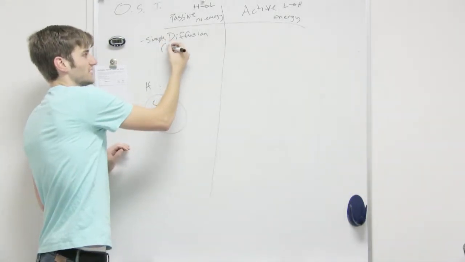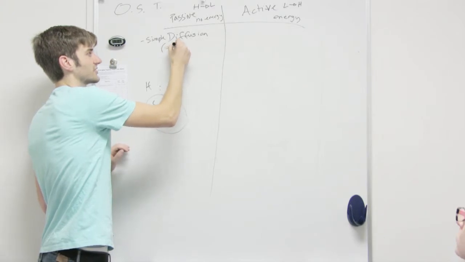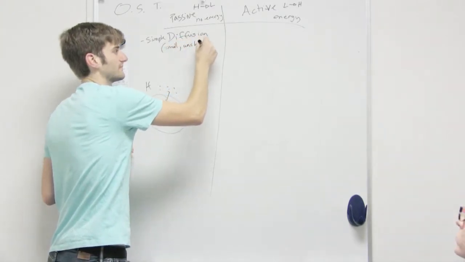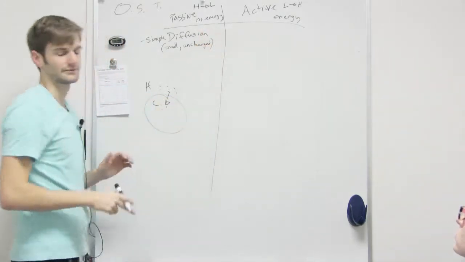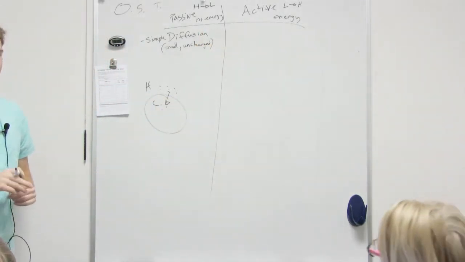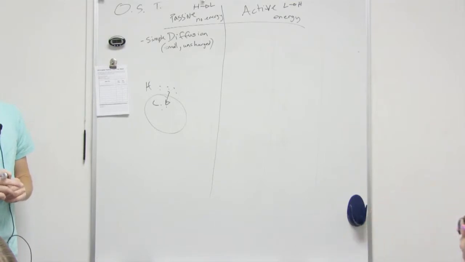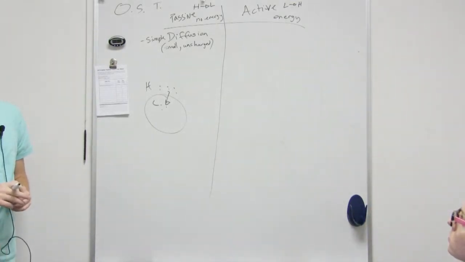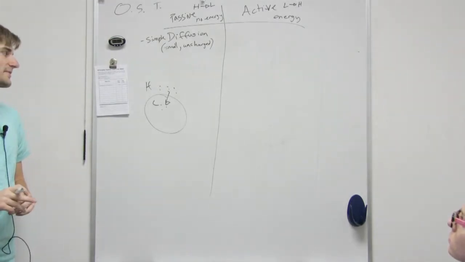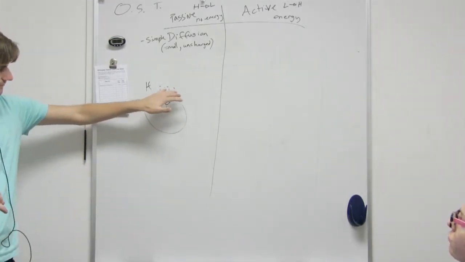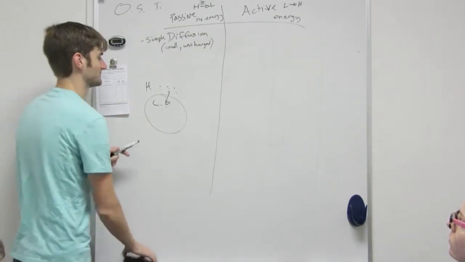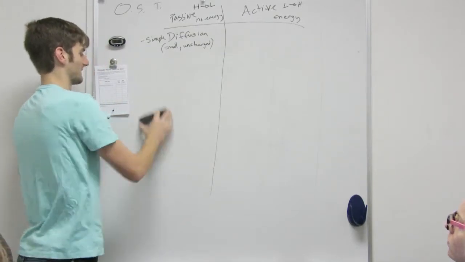The only stuff that can do this is small and uncharged, and you do need to remember that. Because he will ask questions where he won't tell you if it's simple diffusion or facilitated. He will say, oh, it's a small and uncharged particle, or give you an example of one. So, it goes from high to low, just straight through the membrane, doesn't need any help. It's easy enough.